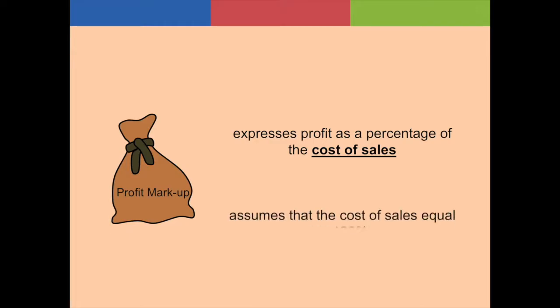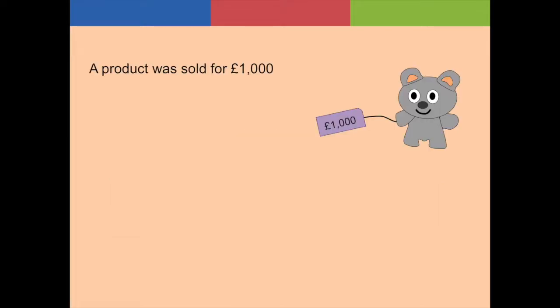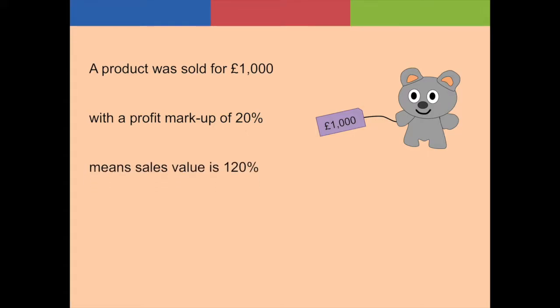Markup assumes that the cost of sales is equal to 100%. So, if we go back to our example where the product was sold for £1,000, this time we will assume that there is a markup of 20%. And this means that the sales value is 120%.